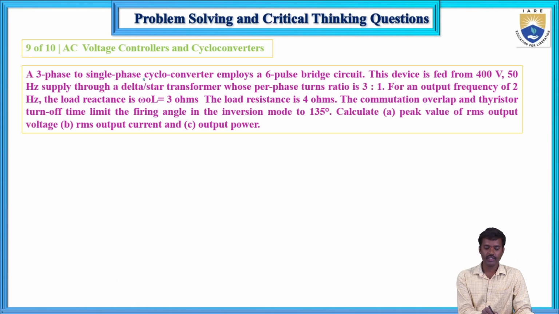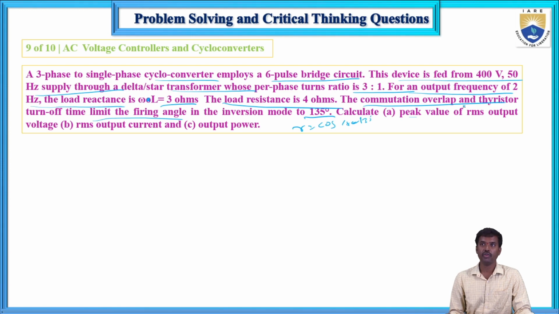Next, a 3-phase to single-phase cycloconverter employs a 6-pulse bridge circuit. The device is fed from a 400 volt, 50 Hz supply through a delta to star transformer whose per-phase turns ratio is 3:1. For an output frequency of 2 Hz, the load reactance ωL is 3 ohms and the resistance is 4 ohms. The commutation overlap and thyristor turn-off time limit the firing angle in inversion mode to 135 degrees. So now R equals cos of 180 minus 135. Calculate the peak value of RMS output voltage, RMS output current and output power.